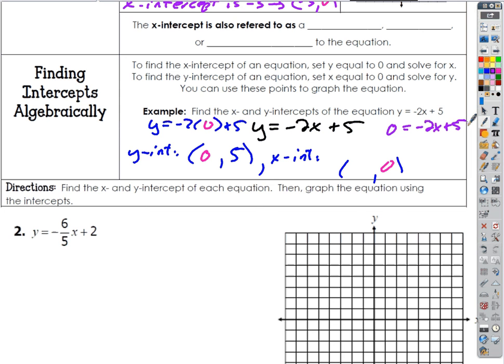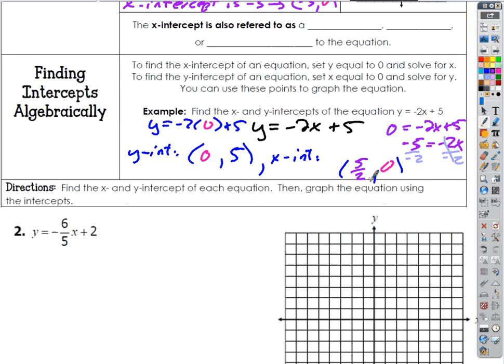And we solve for X. What are the 2 steps to solve for X? Subtract 5. So I get negative 5 equals negative 2X. Divide by negative 2. And so I get X equals negative 5 over negative 2. That's just 5/2, right? Easy.